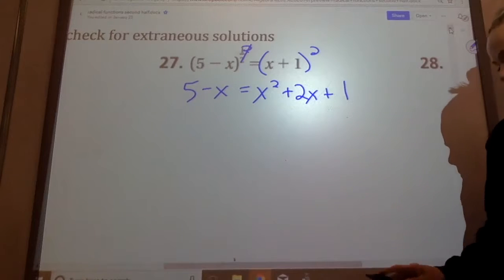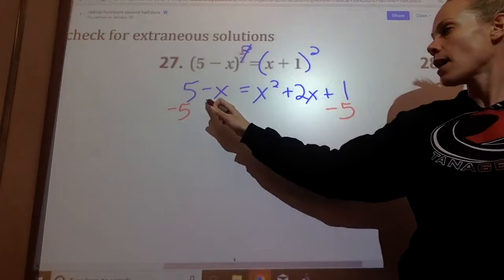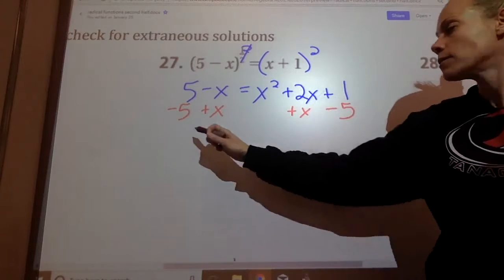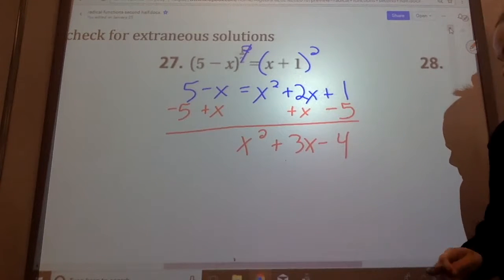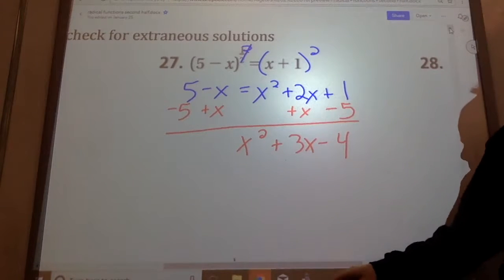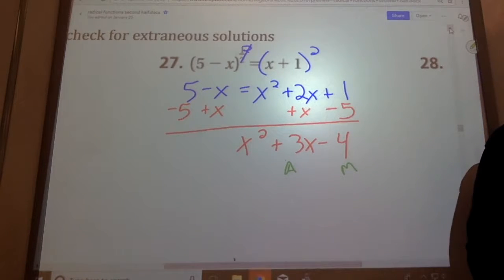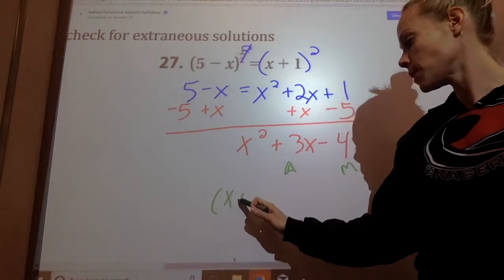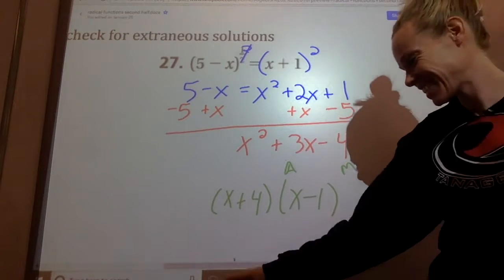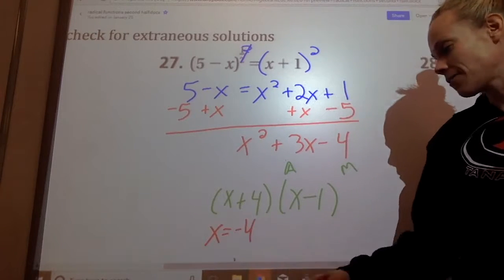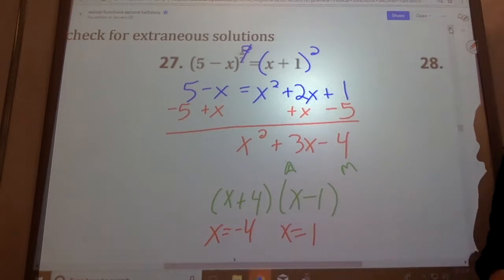So I need all of my terms on one side, so it's set equal to 0. So we're going to subtract 5 over, add x over. So I get x squared plus 3x minus 4. Now I need to factor. What do I multiply equals negative 4, but add equals 3? 4 and negative 1. Good. So what are my answers? Negative 4, because what plus 4 gives me 0. And then 1, because 1 minus 1 equals 0.